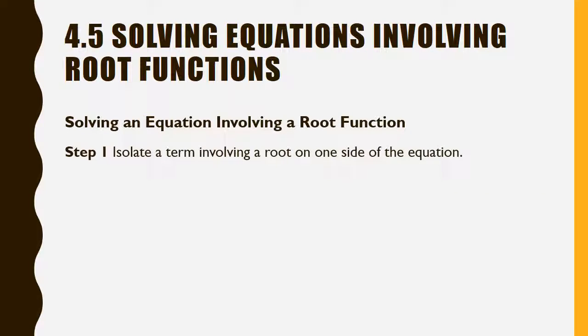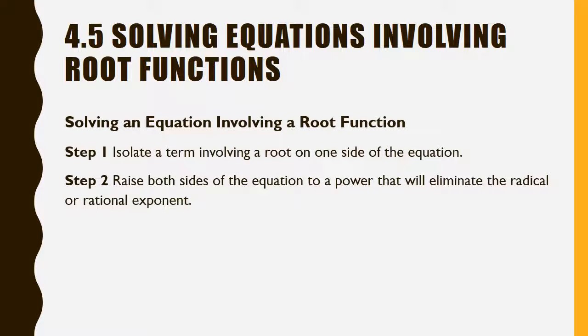So, to solve an equation involving a root function, the first thing we're going to do is isolate a term involving a root on one side of the equation. It may be that you have more terms that involve roots. You need to get one of them isolated. Then you're going to raise both sides of the equation to a power that will eliminate the radical or rational exponent. In other words, if it's a square root, you're going to square both sides.